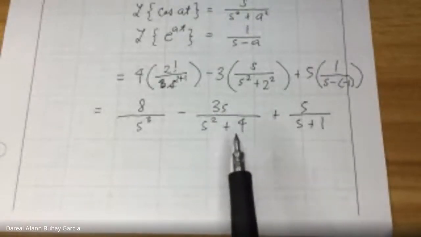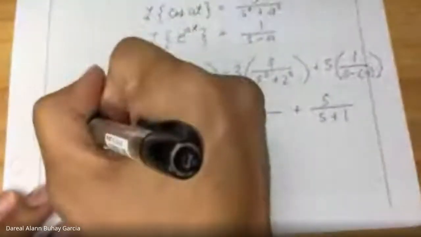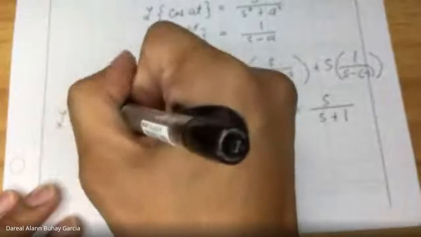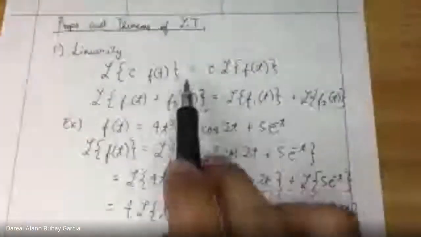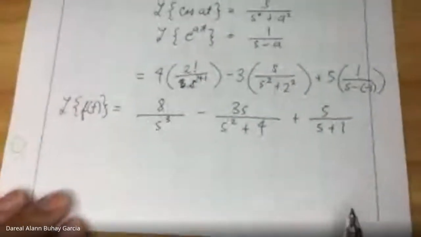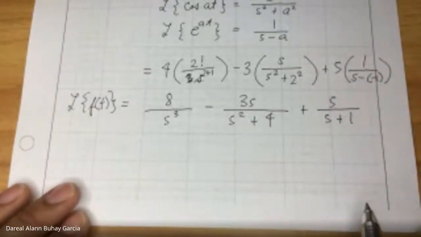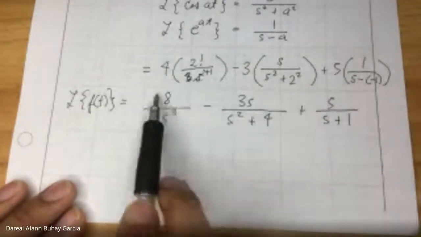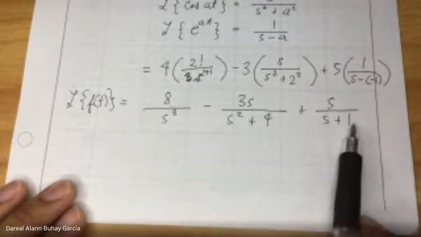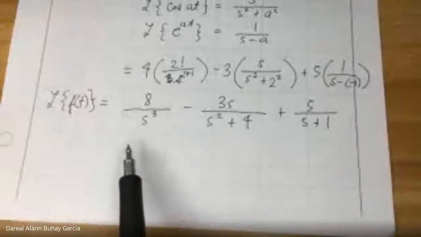So, we first found the Laplace transform of the original function, the Laplace of f of t. To transform it back to the original, that operation is what we call the inverse Laplace transform. When we say inverse Laplace transform, sometimes just by looking at the given function to be inversed, we already have an idea what function its inverse is.